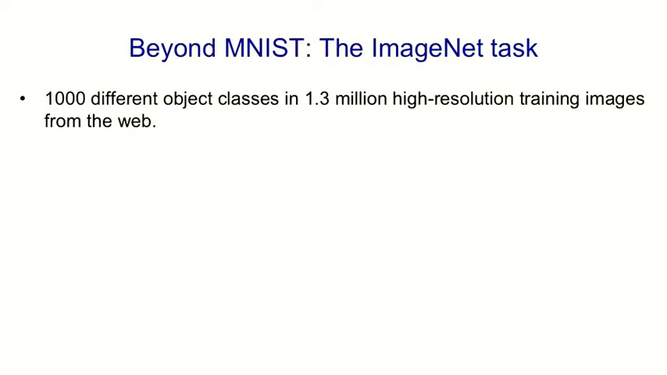Now, I don't want you to think that's the only thing we can do. It's a relatively simple thing for a machine learning system to do now. And to motivate the rest of the course, I want to show you some examples of much more difficult things. So we now have neural nets with approaching 100 million parameters in them that can recognize 1,000 different object classes in 1.3 million high-resolution training images got from the web.